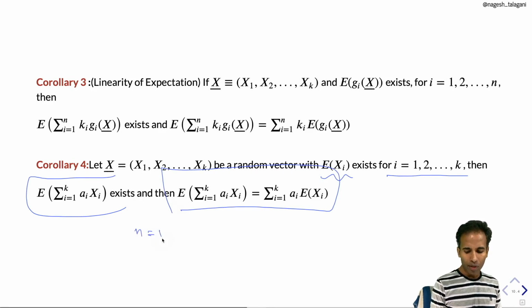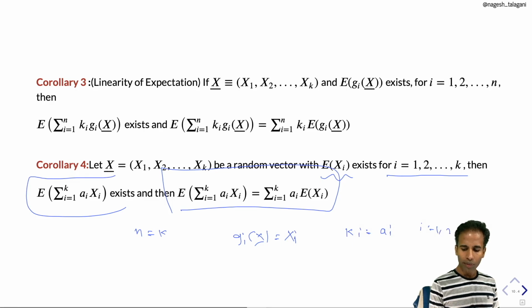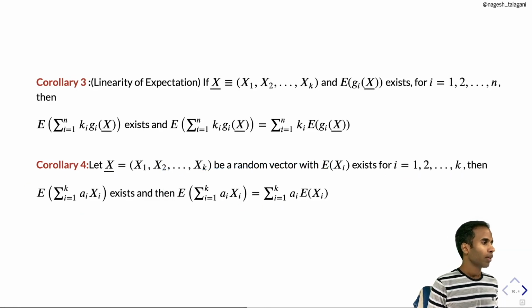Just take n equal to k, gi of x equal to xi, and ki equal to ai for i equal to 1 to k. Then this corollary 4 follows from corollary 3. Okay, fine.